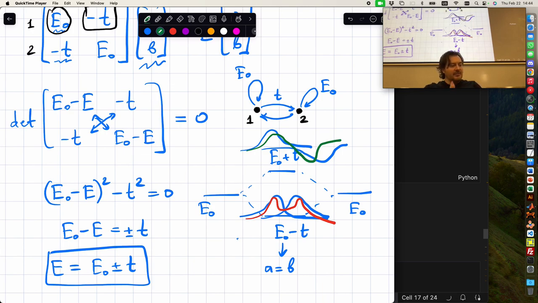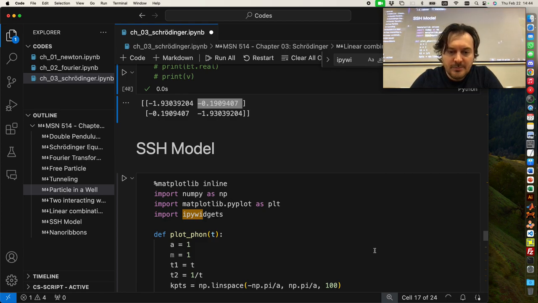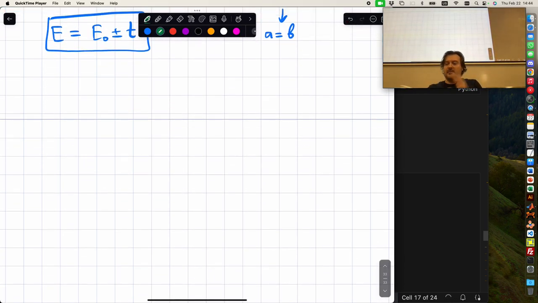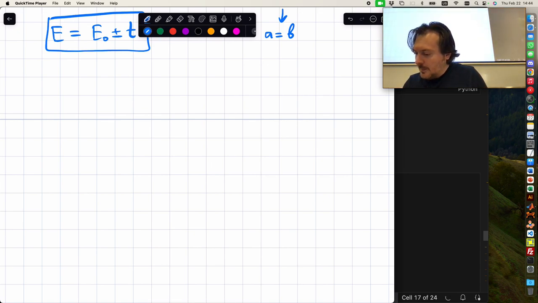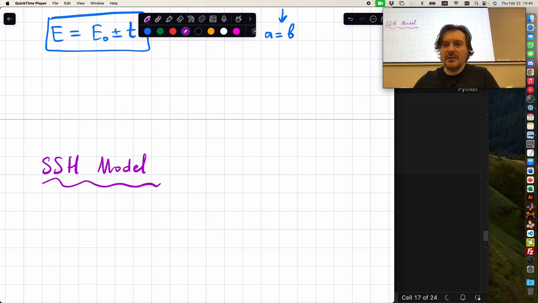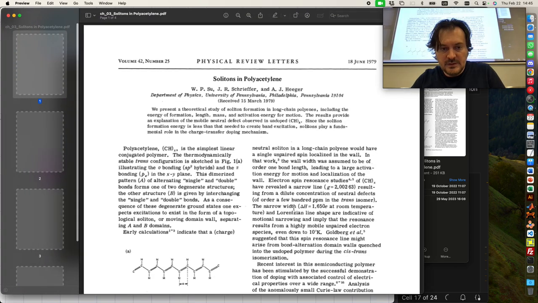We have seen how the tight binding works, hopefully. Now let's talk about something very, very simple, but very, very deep as well. I've already talked about this in MSN 5.17, so let me repeat myself. This time, I'm going to look at the SSH model. Let me tell you what we mean by SSH. We mean this paper, in the teaching shared literature. So it's in the shared folder.